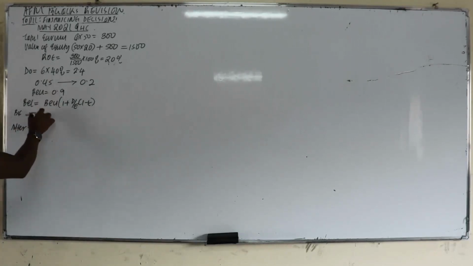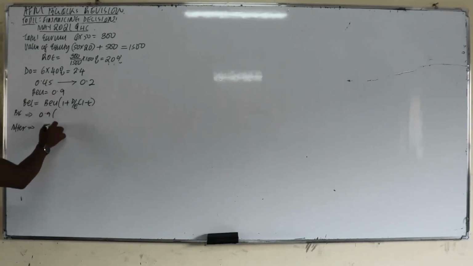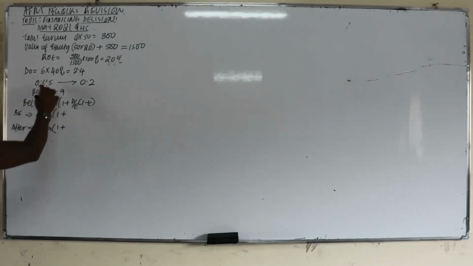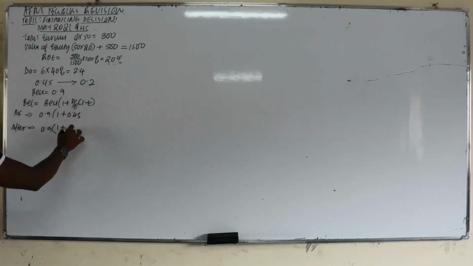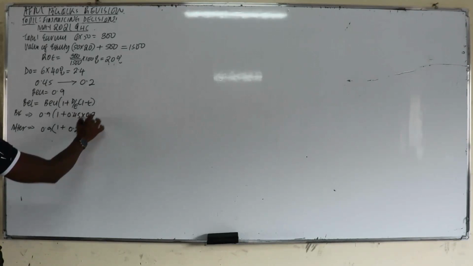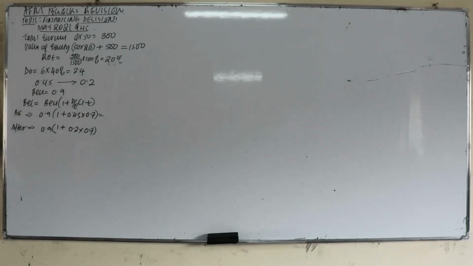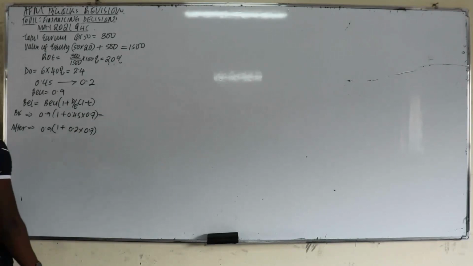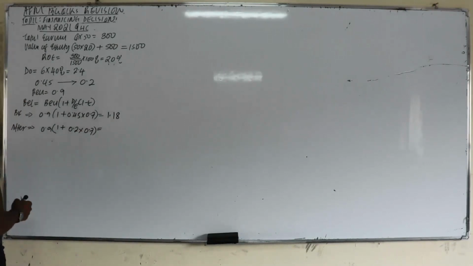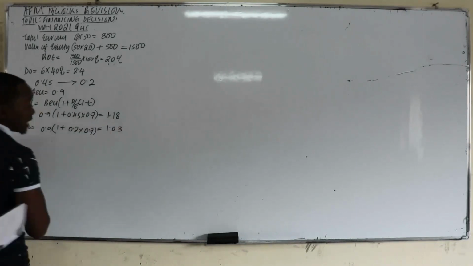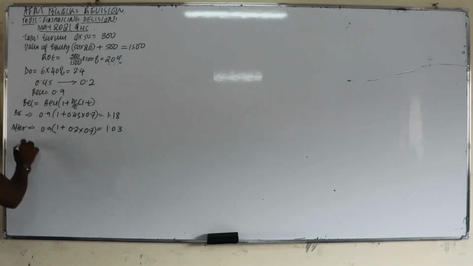So before and after. The beta of the ungeared equity is 0.9 times 1 plus the debt to equity ratio, which was 0.45 and is reduced to 0.2, times 1 minus T, which is 0.7. Give me that. Before it is 1.18, and after it is 1.03.